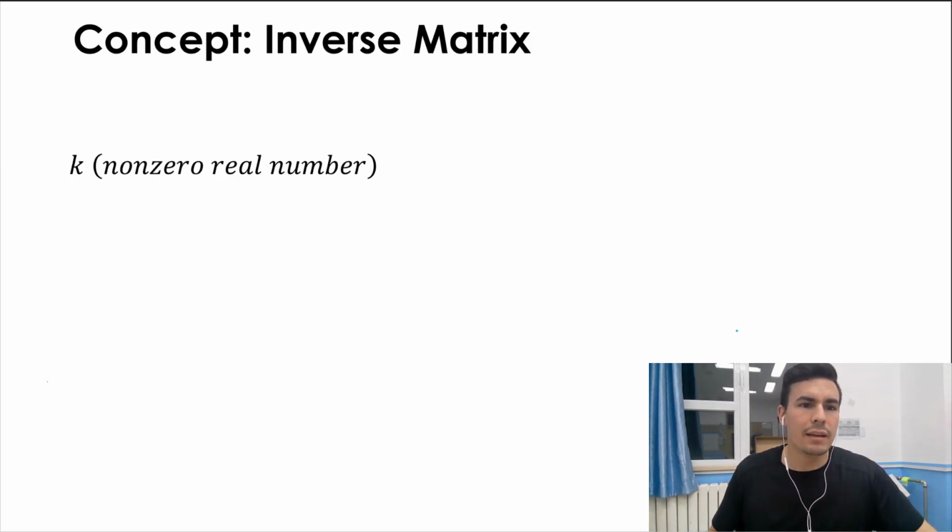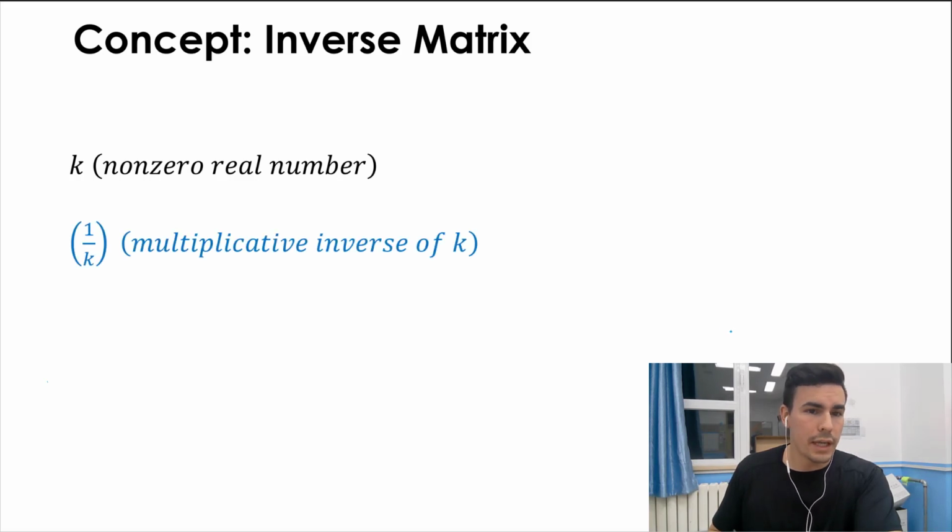Okay, if I have K, now K is just some number, right? This is a non-matrix here, just a non-zero real number. The multiplicative inverse of K is going to be 1 over K, right? Because if I multiply K times 1 over K, I get 1, right?